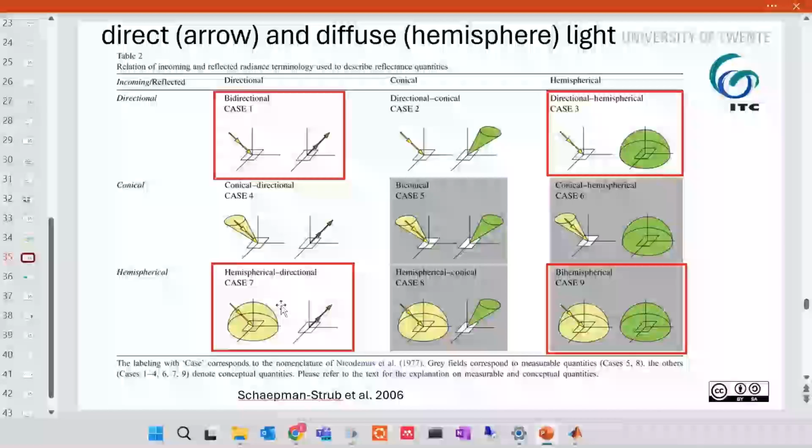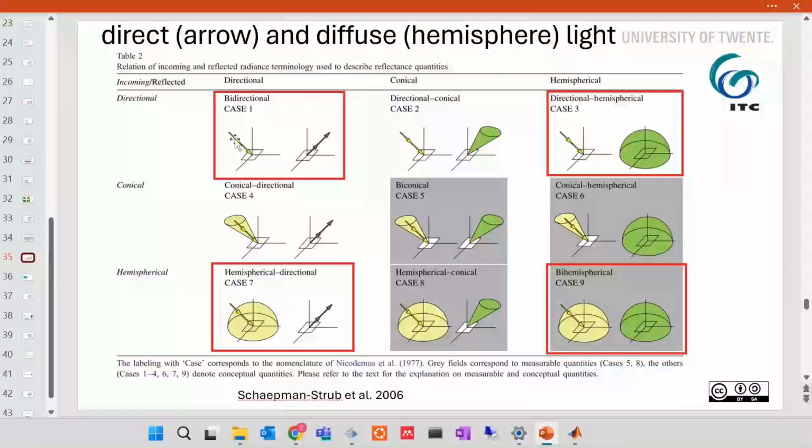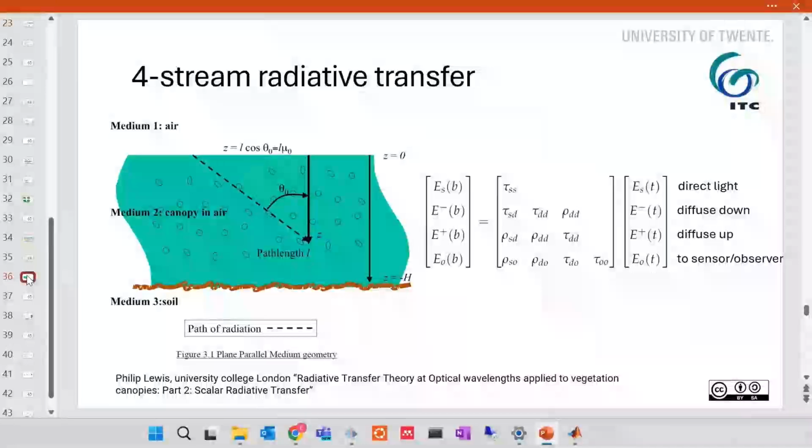a hemisphere. So solar light has direct component and diffuse component, and we track both separately in scope and in observation direction. We also have the direct light, it goes directly to the observer, and we have diffuse light that goes everywhere in all directions, hemispherical. In mathematical terms, this looks like that.